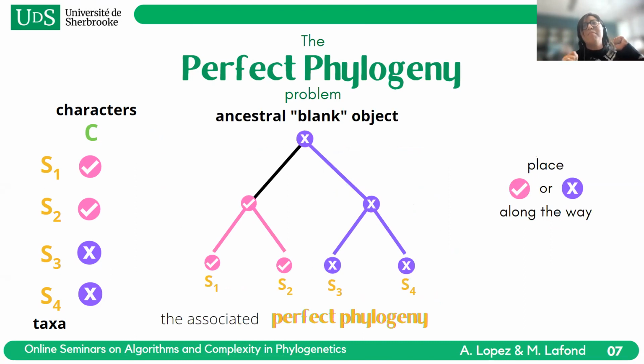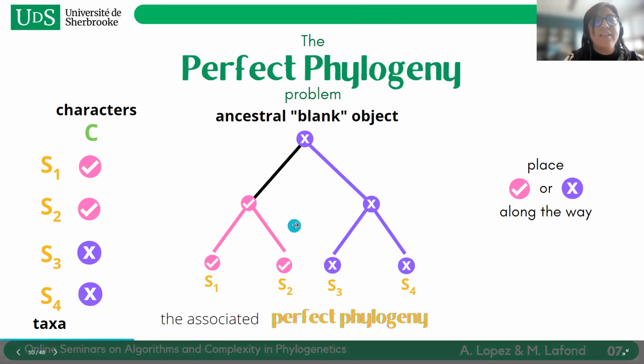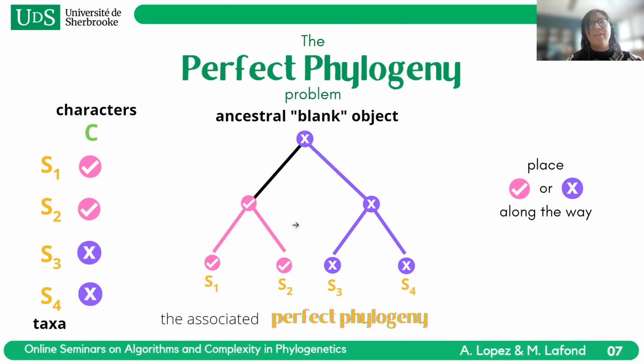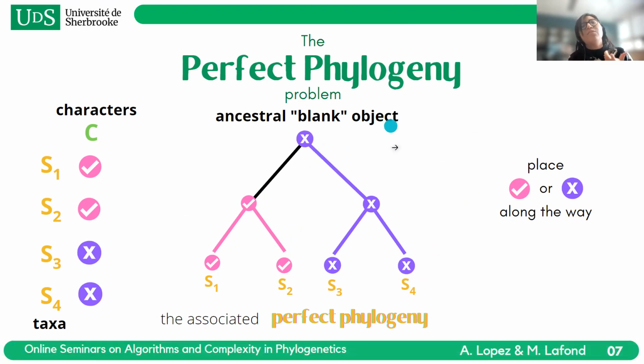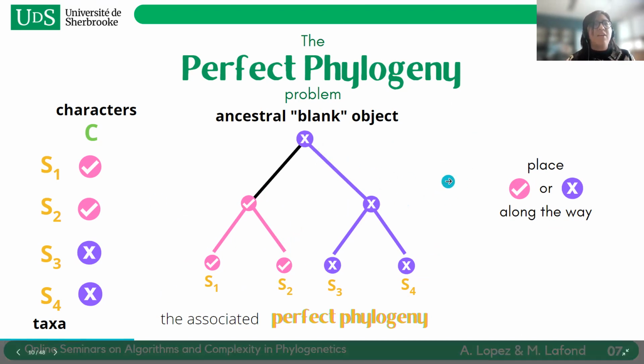So what we mean by explaining can be seen, for example, as placing our on and off tokens along a given tree in such a way that all the genes that are on remain connected, and all the ones that are not expressed also remain connected. If we can find such a way to place these tokens, then we call it the associated perfect phylogeny.